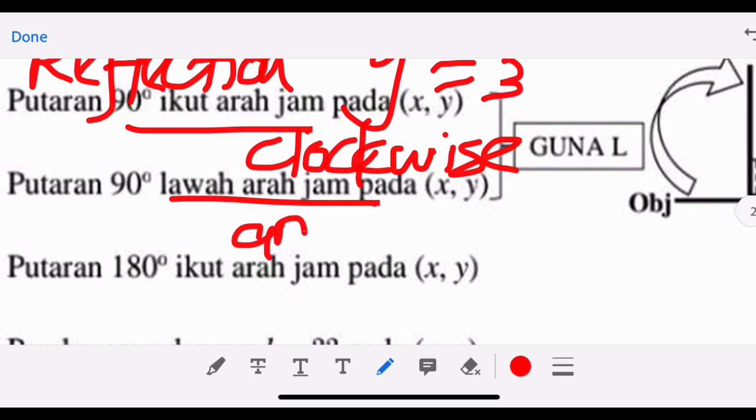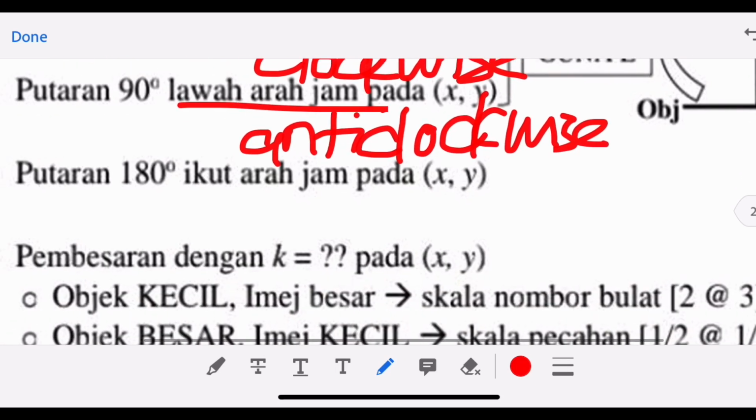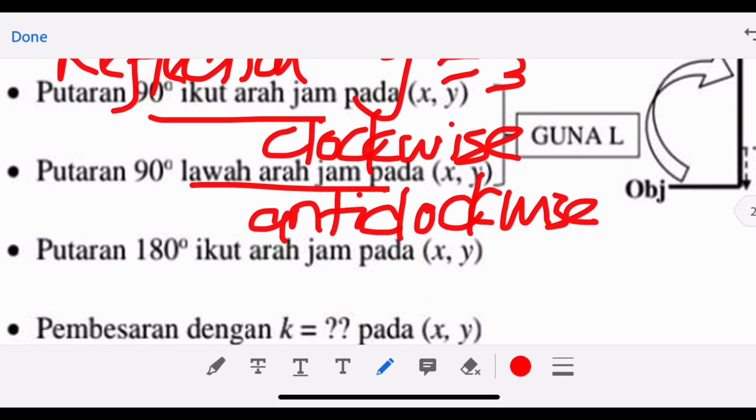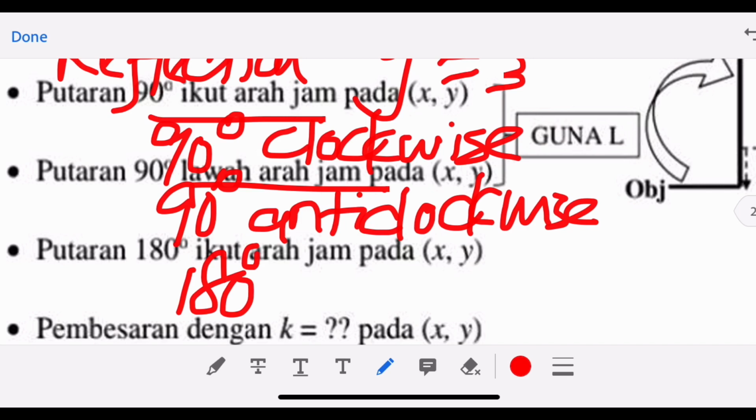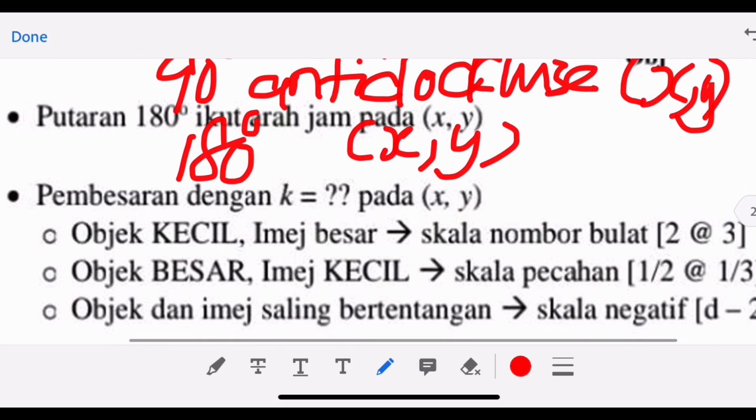And then for rotation, we have rotation clockwise with the center and the 90 degree. It can be 90 degree anti-clockwise or 90 degree clockwise. And also we have rotation 180 degree. For 180 degree, we just mention the center of rotation, we don't mention the direction. So remember to write the center of rotation in coordinate form.